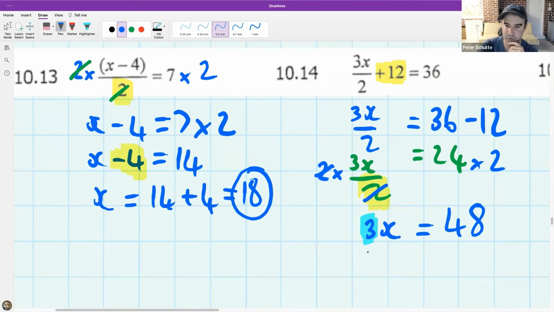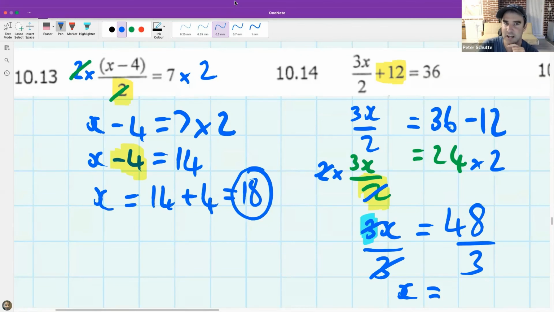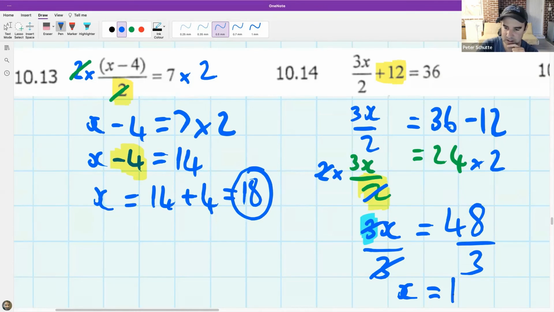Divide, absolutely. And not just divide by anything, divide by 3 on both sides. Then we get x. And then what is my final answer? I see a couple of people have put the answer in the chat. My final answer should be 16.